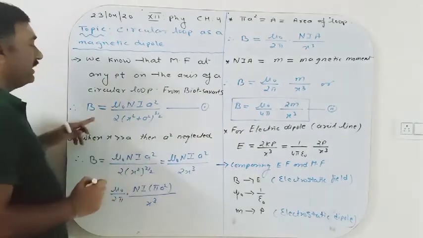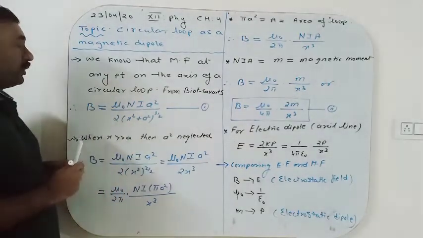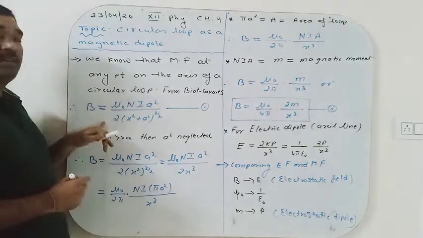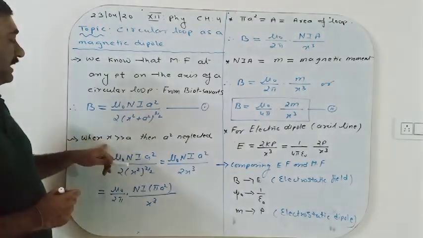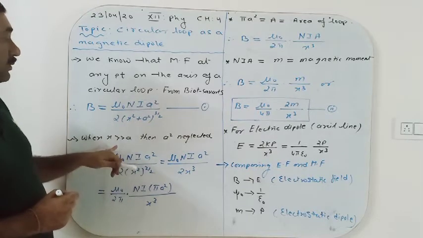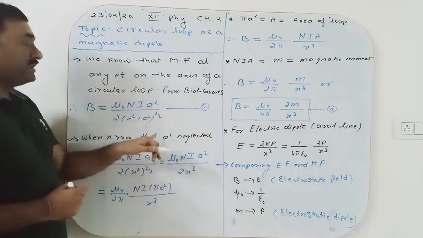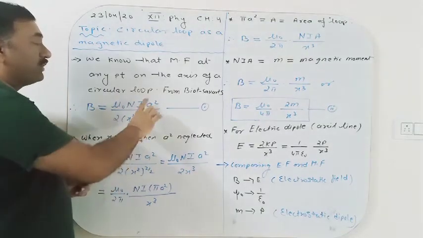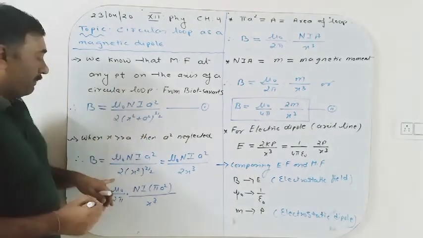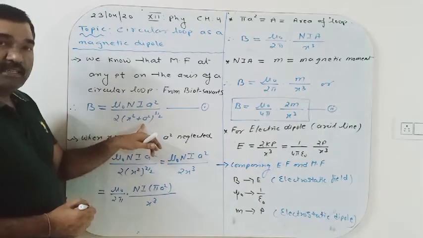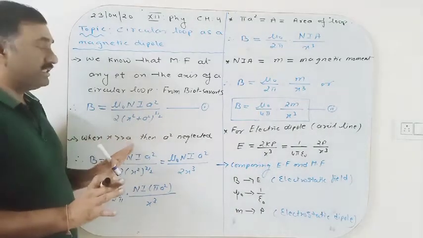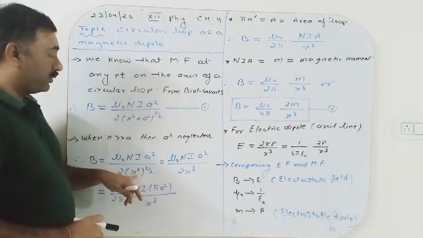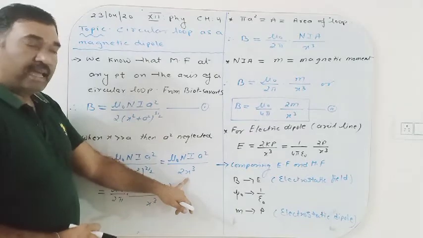From Biot-Savart's law, B is equal to mu 0 N I A square upon 2 times (x square plus a square) raised to power 3 by 2. This is the formula, already we know that. When x is very large compared to the radius a, then a square is neglected. You have to neglect the a square from addition or subtraction, not from multiplication. If you neglect a square in addition, there is no major change in the expression. So x square raised to power 3 by 2 gives x cube.